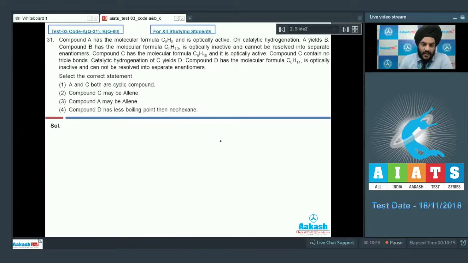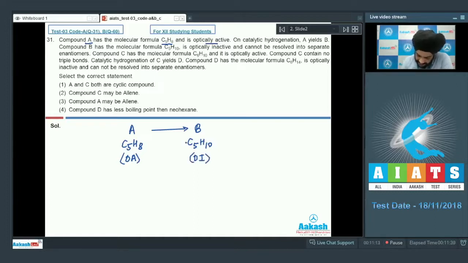So the examiner seems to be interested in the structures of A, B, C, and D. Let us first try and figure out the data which is given to us. Compound A has the formula C5H8, which is optically active. On catalytic hydrogenation, it converts into B. B has a formula of C5H10 and it is optically inactive.